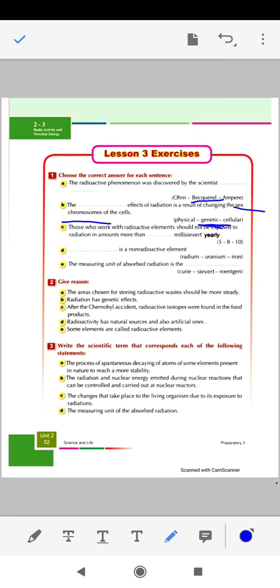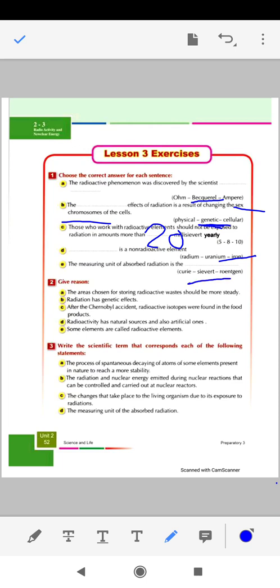طيب C. Those who work with the radioactive element shouldn't be exposed to radiation in amount more than... ولا answer صح هي المفروض هتكون 20 ملي سيفرت، انما لو public تبقى 1 ملي سيفرت، انما هنا بيقول work with radioactive element يبقى 20 ملي سيفرت. In a non-radioactive element، طبعا الايرون هو الوحيد اللي فيهم non-radioactive أو stable element يعني. The measuring unit of absorbed radiation is sievert.